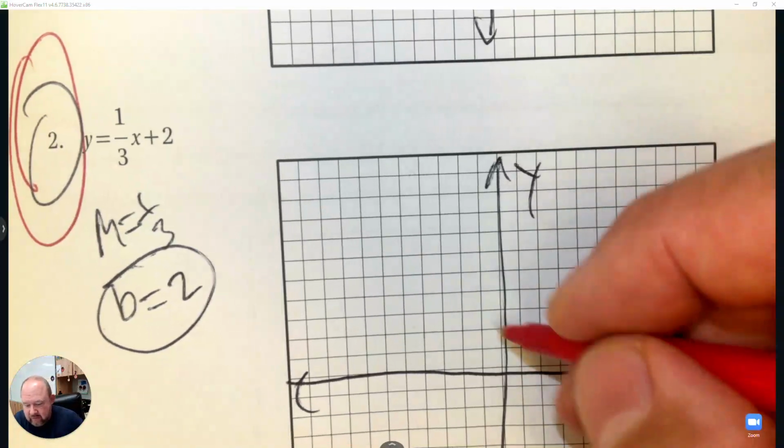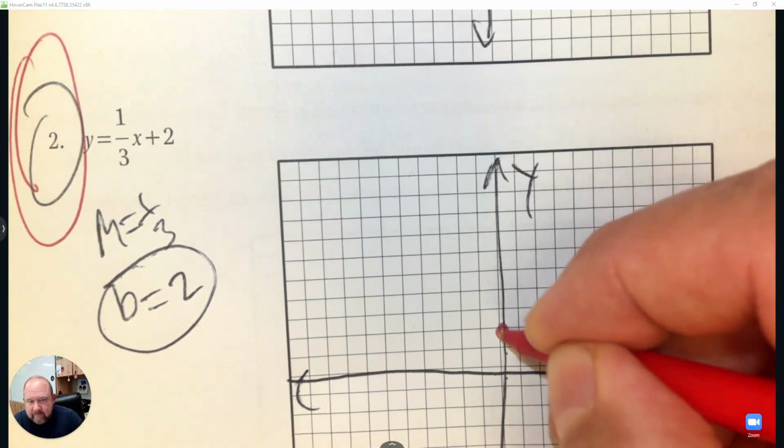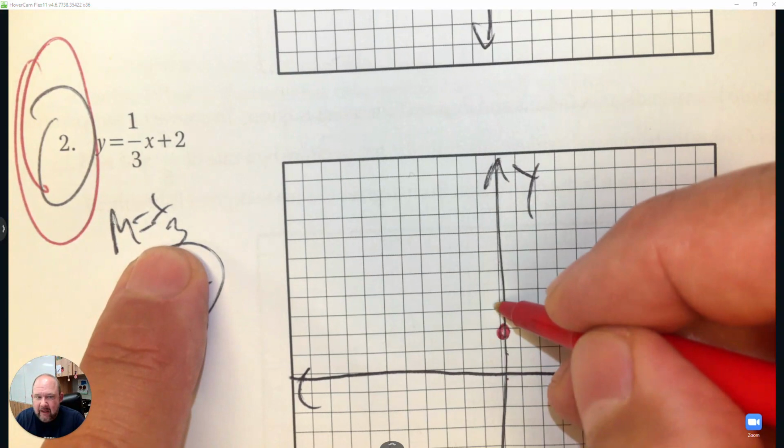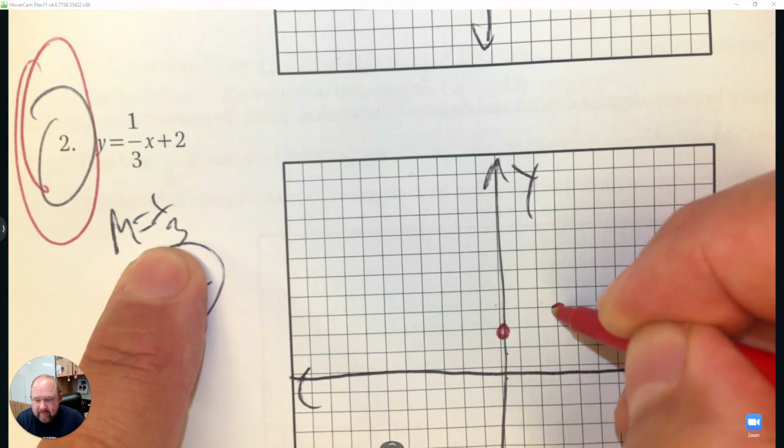So we're going to start at 2. So from the middle, go up 2. And then the slope is up 1 and to the right 3. And then draw your line.